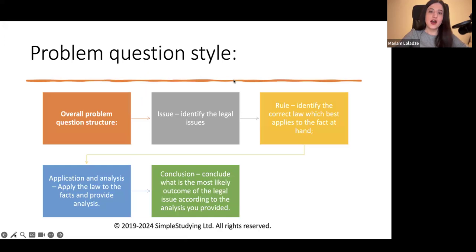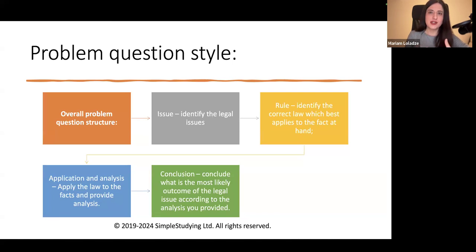Problem question style. How should you answer a problem question? You need to stick with this issue, rule, application, conclusion structure. Issue is to identify the legal issues. So what is identification of the legal issue? For example, the legal issue would be to discuss if there are 3 certainties in the problem question scenario. That would be the legal issue.